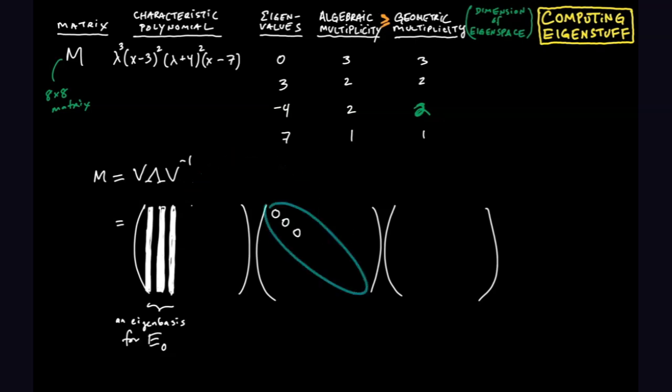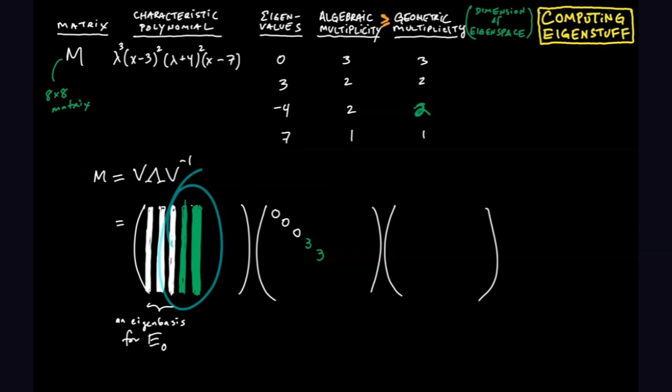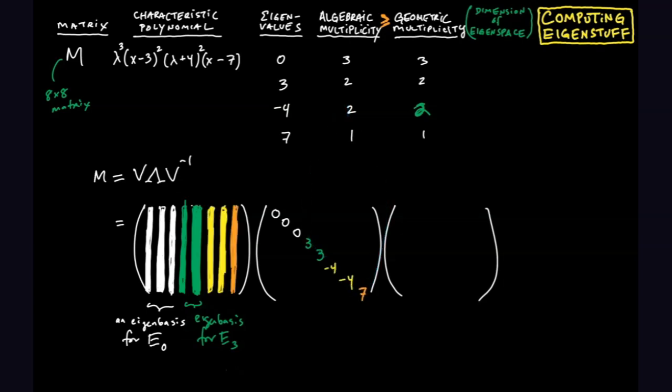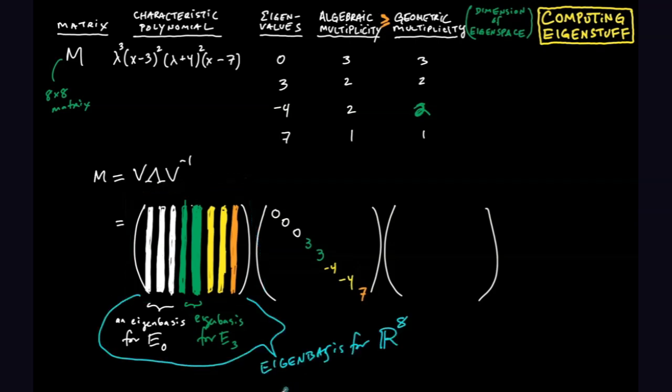And continuing along down the diagonal, we have eigenvalue 3 with algebraic multiplicity 2, so that would appear twice on the main diagonal. And in the first matrix, we would get 2 eigenvectors corresponding to 3, 2 linearly independent eigenvectors, that is, and they would constitute an eigenbasis for that eigenspace. And we have the same story with the remaining eigenvalues and vectors. And of course, all the columns of our first matrix V collectively give us an eigenbasis for all of R8 relative to our matrix M.